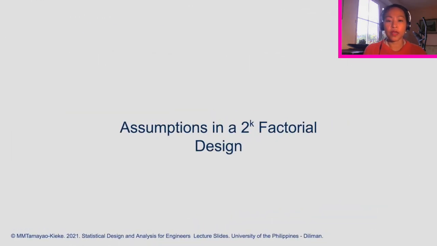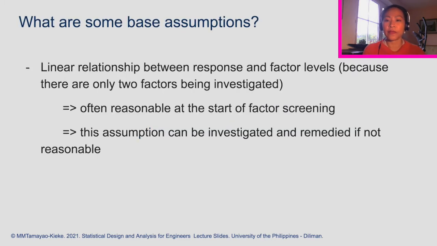Now let's go to the base assumptions in a 2 to the k factorial design. What are the base assumptions? First, that the relationship between the response and the factor levels is linear. This is because there are only 2 levels being investigated. It is often reasonable at the start of factor screening to have this assumption, and this assumption can be investigated and remedied if not reasonable.